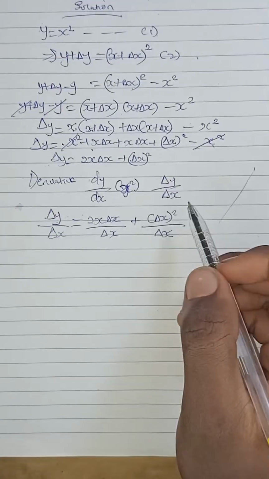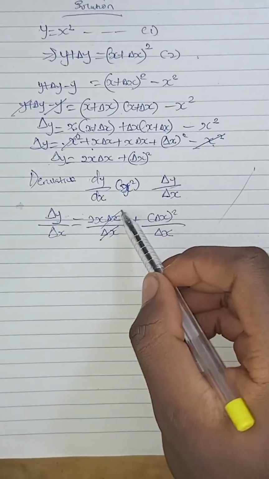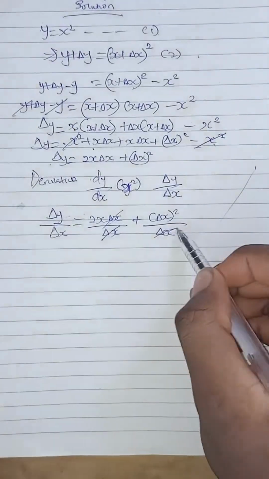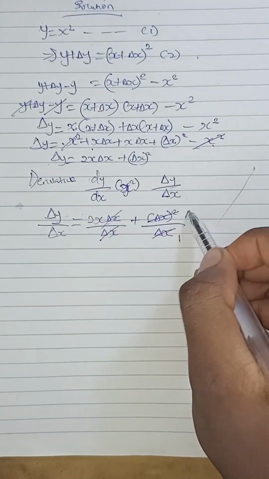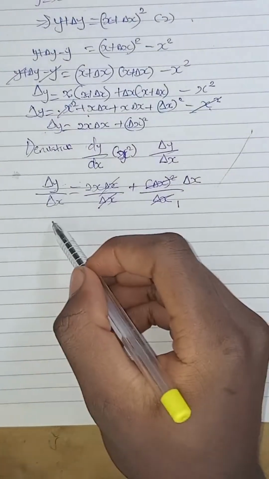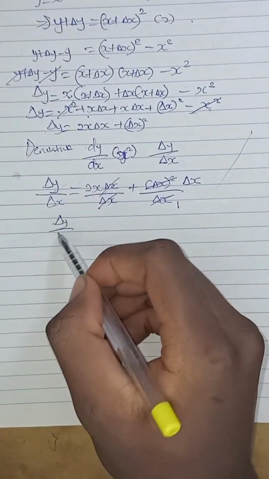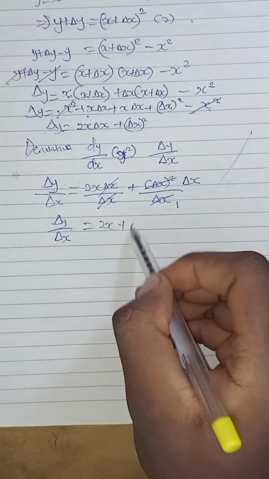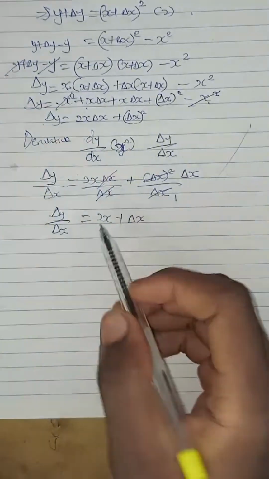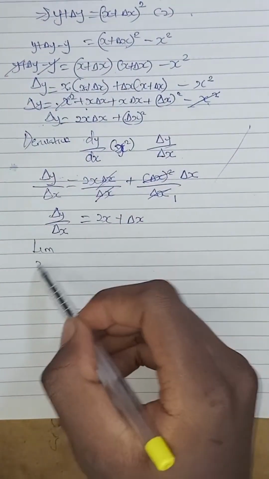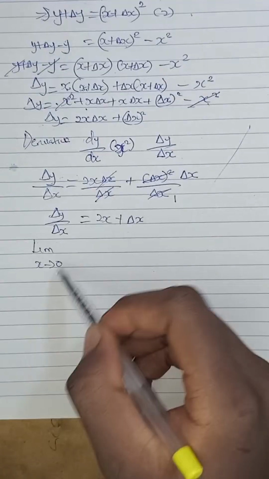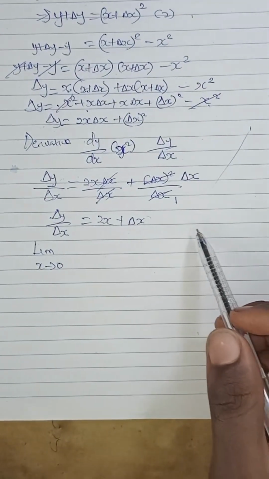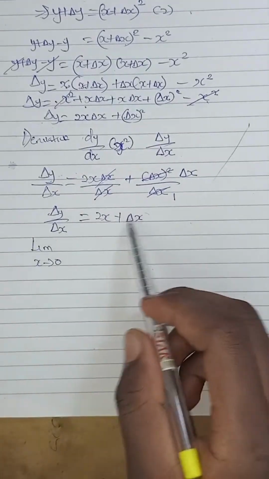So now if you move on from here, this one will strike out. So you're left with delta y over delta x will be equal to, here into here is 1. You'll be left with 1, right? So you have delta y over delta x is equal to 2x plus delta x. Now, limit as delta x tends to 0. That is to say that anywhere you see delta x, this one will be 0 automatically. That's what it means.